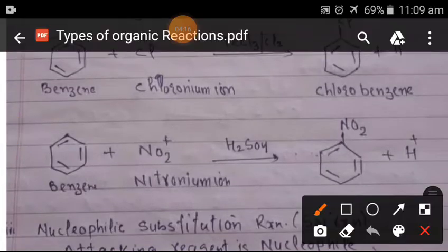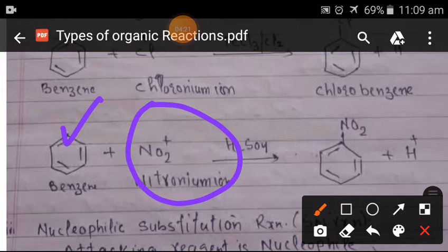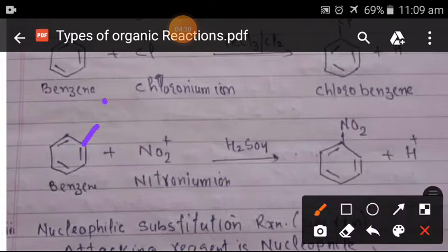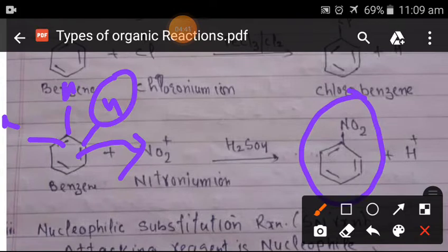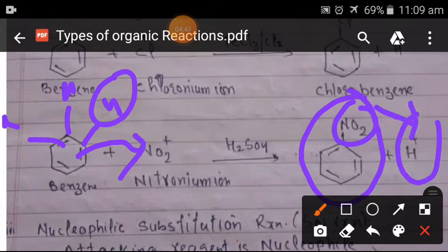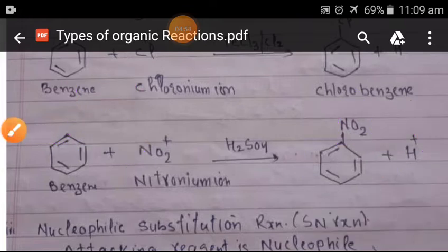Similarly, take another example. This is benzene here, and the electrophile is the nitronium ion. This is the electron deficient center, and this is the electron rich center. Similarly, there are hydrogens present here, and this hydrogen atom gets replaced by the nitronium ion. This results in the formation of nitrobenzene, and the hydrogen is replaced by the NO2 group. That is why this is called a substitution: one atom gets substituted by another. So hydrogen gets substituted by NO2. Clear? This is called a substitution reaction.